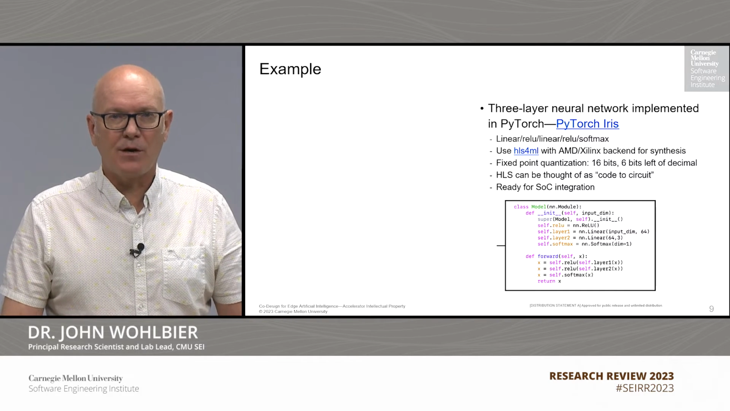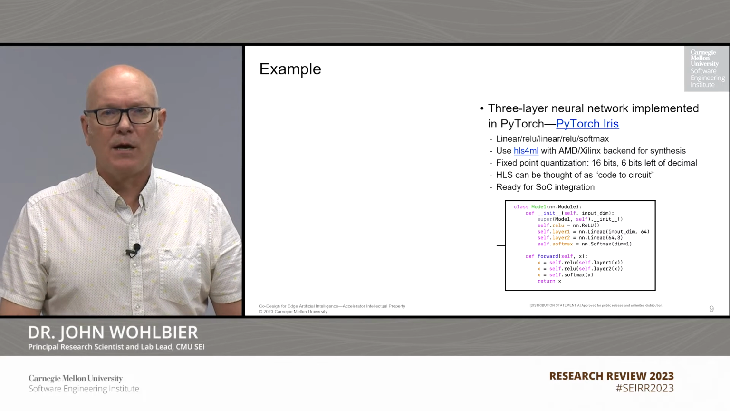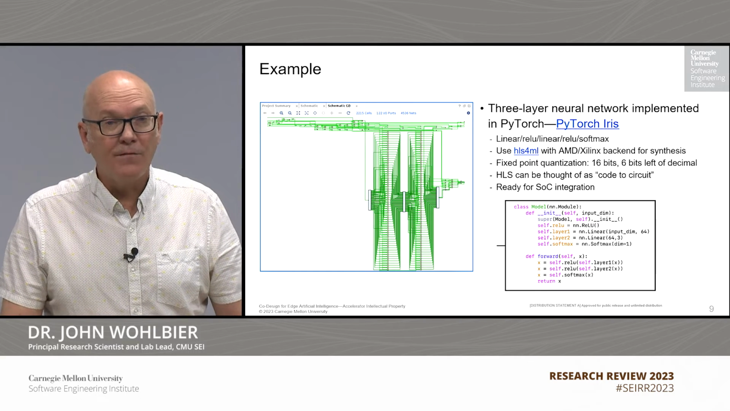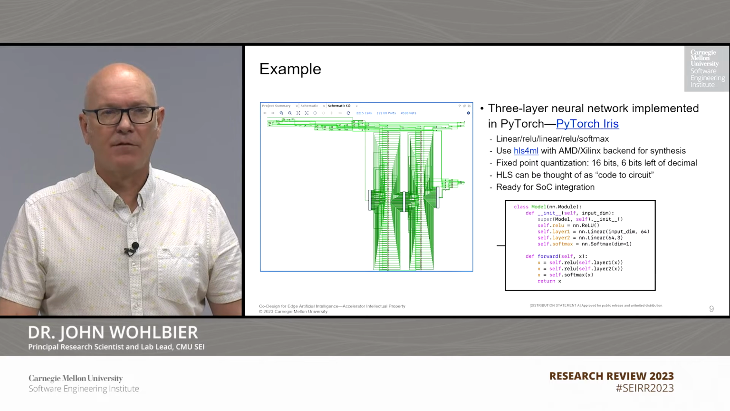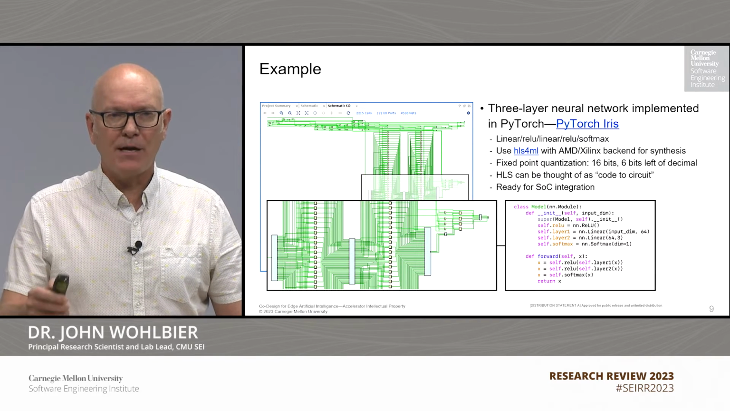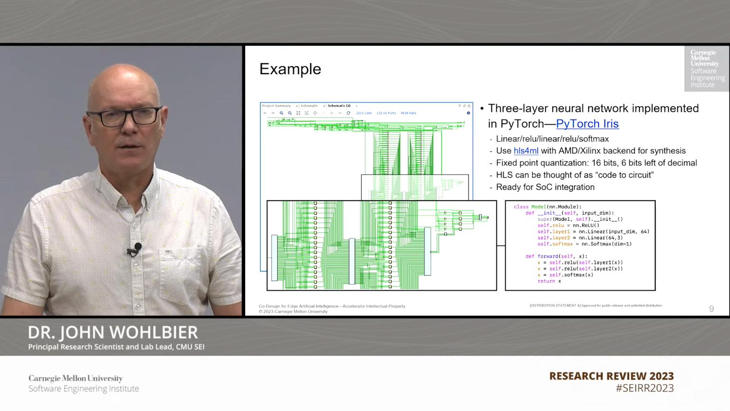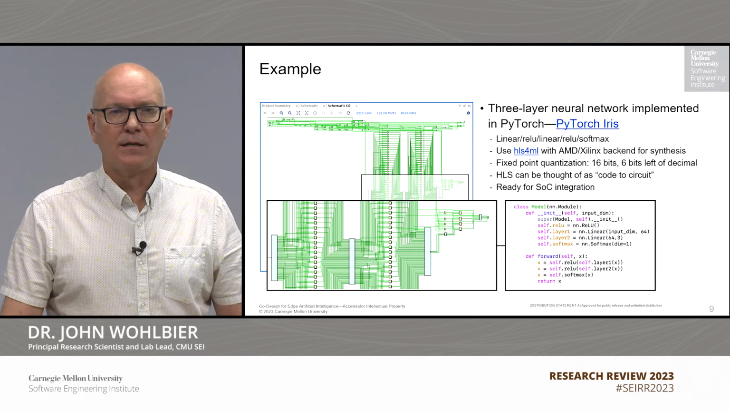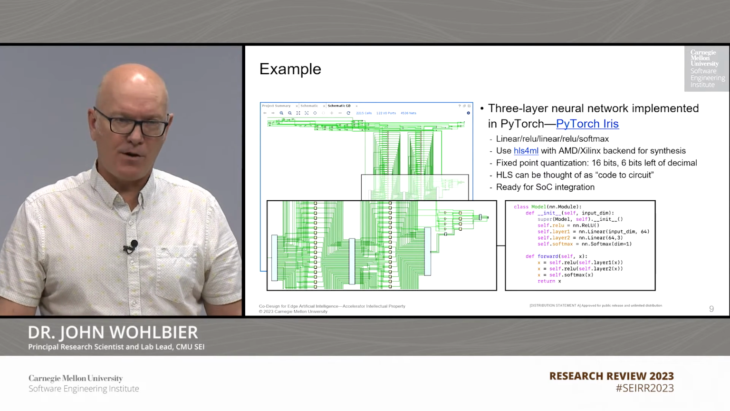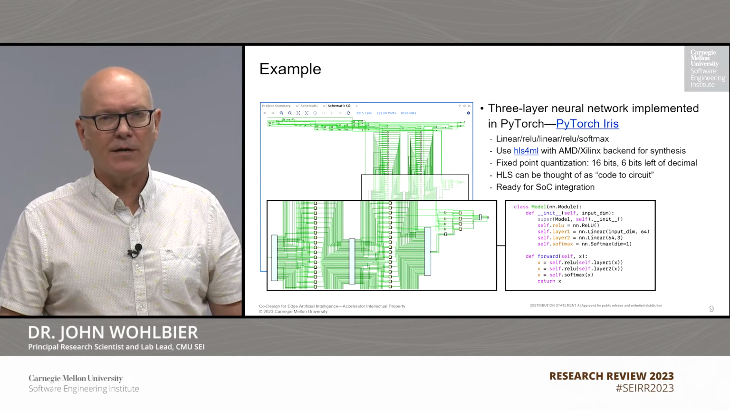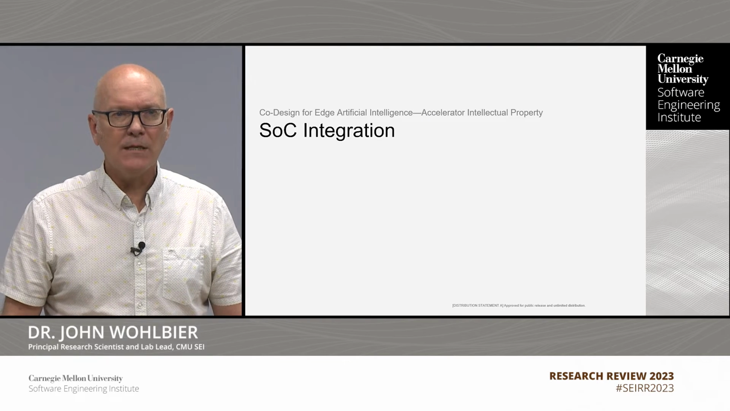And HLS can be thought of as code to circuit. I start with the code below, I run it through this set of tools, and I get a circuit. On the left is a picture from Xilinx Vivado showing what circuit came out of this process. And if we zoom in, one can actually match up the individual blocks with the numbers of neurons in the neural network. And so once you've done this, you are in a place where you have a hardware description language description of the thing that you want to accelerate. In our case, it's the PyTorch Iris. So now we have that.